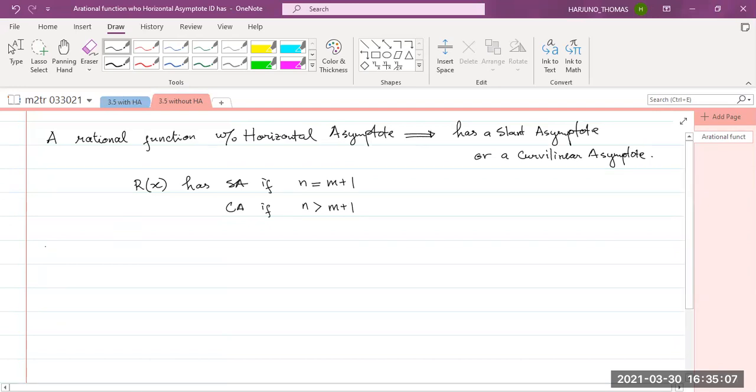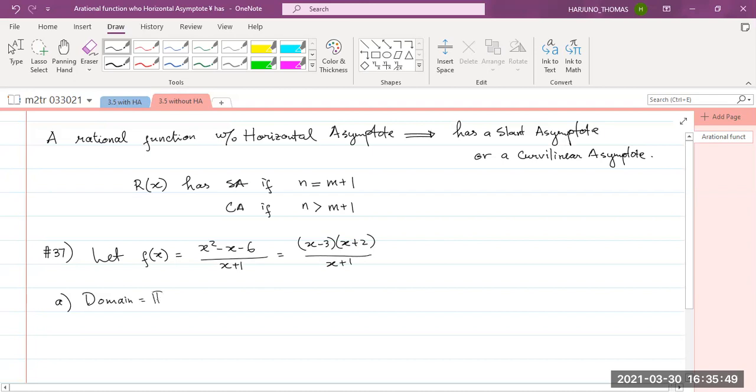Let's say number 37. As I remember, I did number 38 in the video. We have f(x) equals x squared minus x minus 6 over x plus 1. I factor the top. We do the same procedure basically, right? For example, the domain will be all real numbers except -1.